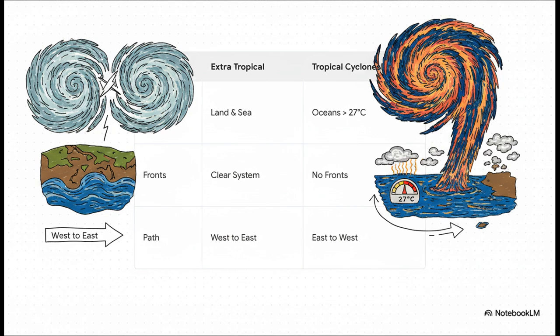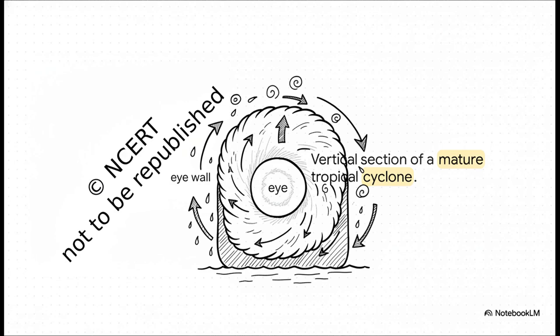immediately die out. If you look deep inside the anatomy of one of these monsters, right smack in the center is the eye. It's this super eerie, calm region with slowly sinking air. But immediately surrounding that calm is the eye wall, and this is where warm, moist air spirals upward with just unbelievable violence. We're talking winds in the eye wall reaching up to 250 kilometers per hour, dumping absolute torrents of rain. And of course, all that intense, terrifying rotation is driven by our old friend from earlier, the Coriolis force.